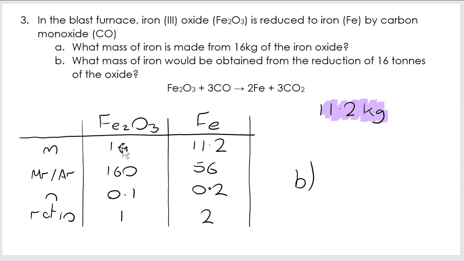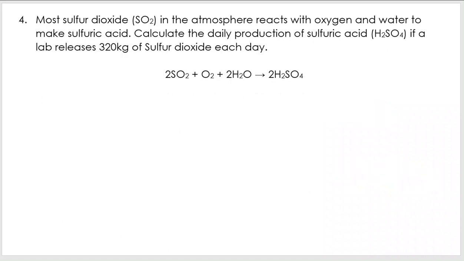Now, if that was 16 grams, it would be 11.2 grams. It was 16 kilograms, so it comes out as 11.2 kilograms. And if I did it as 16 tons, it would be 11.2 tons. Next example.